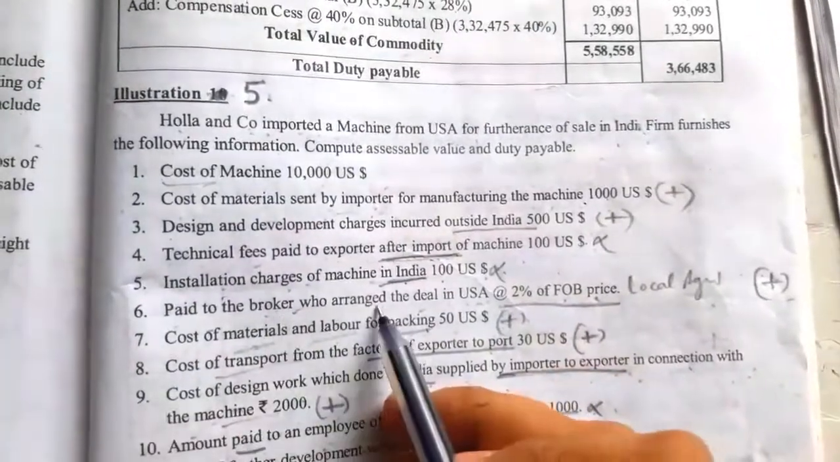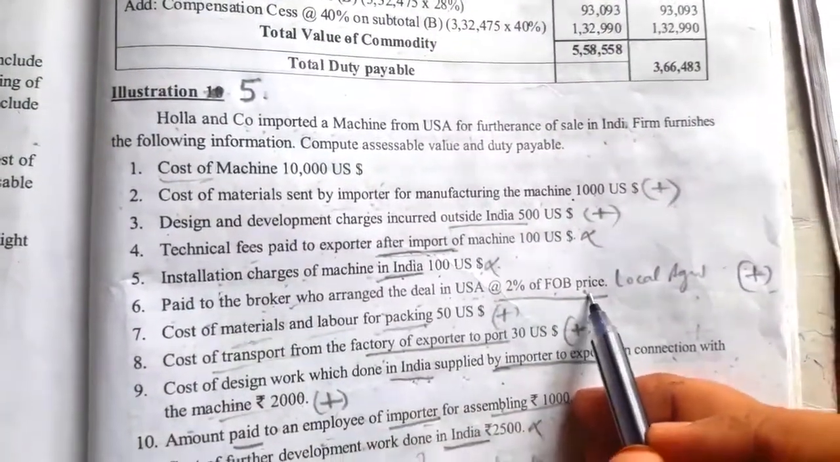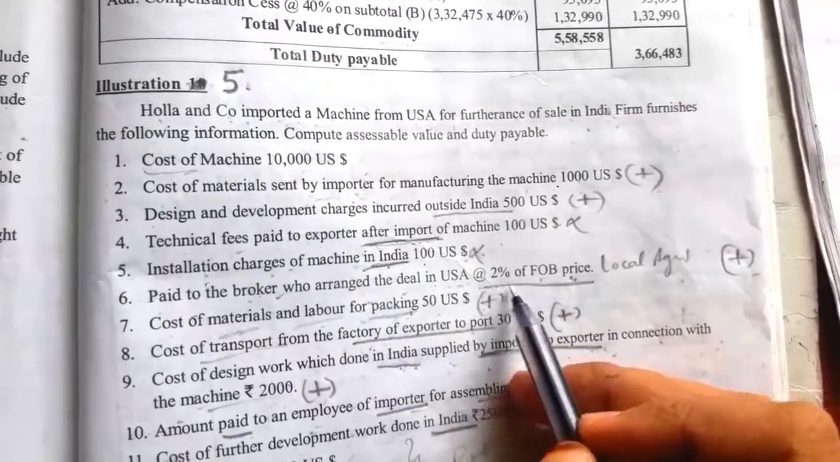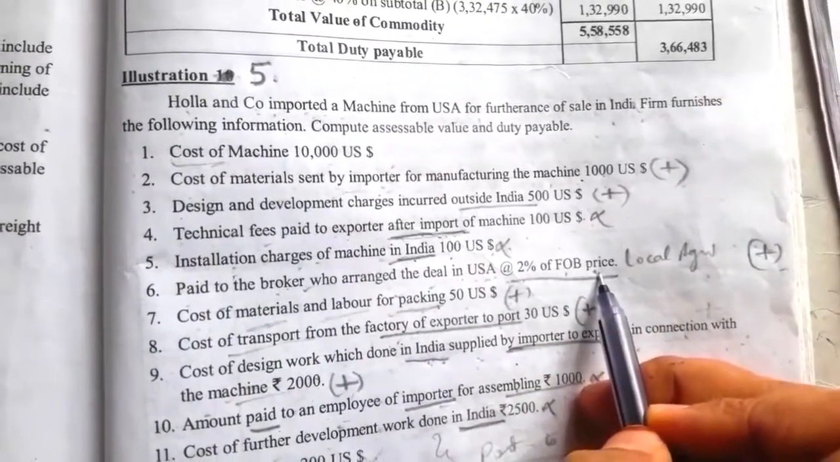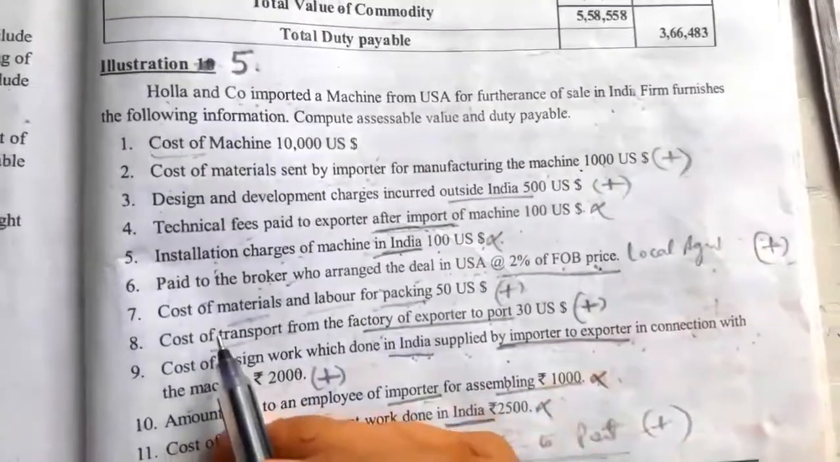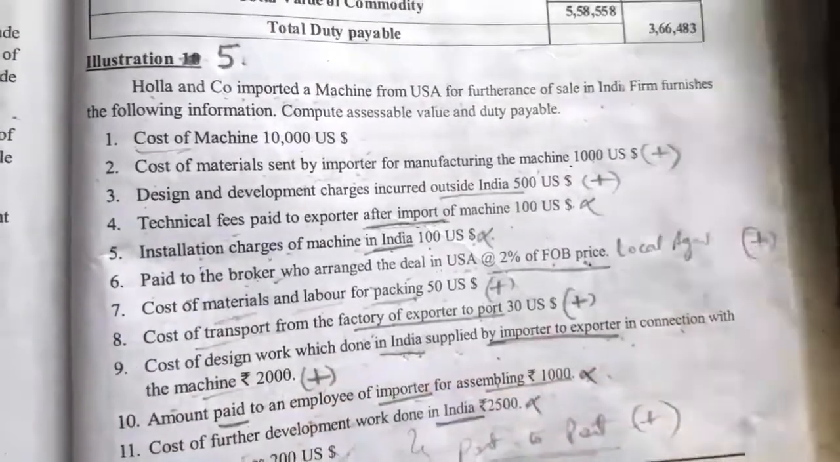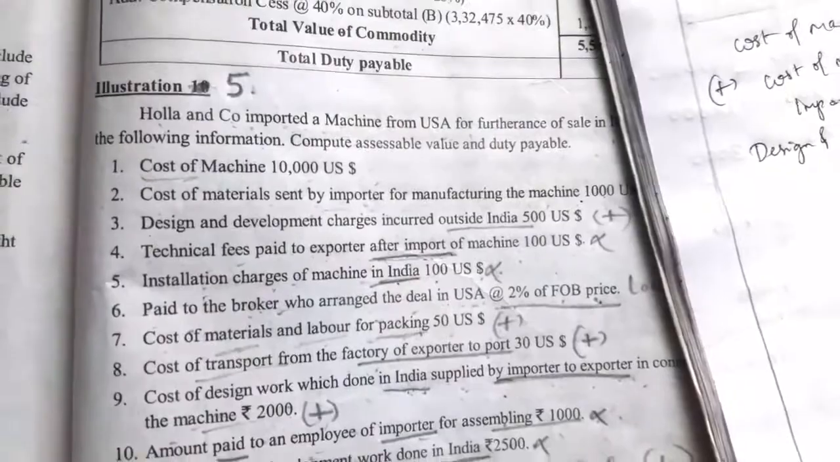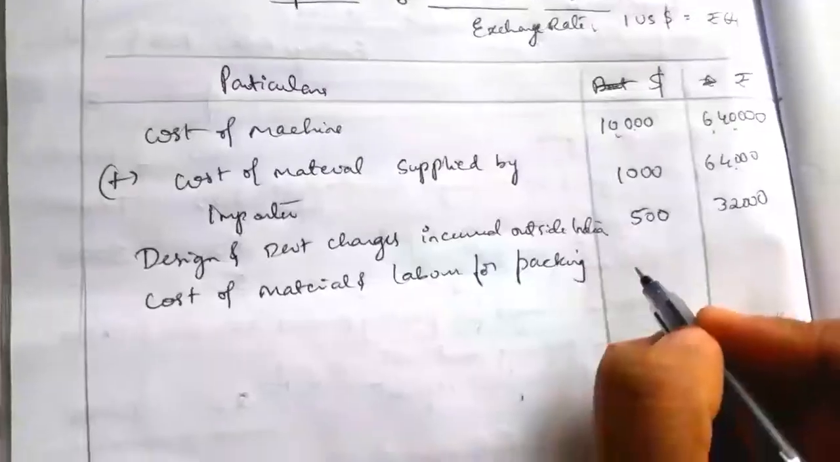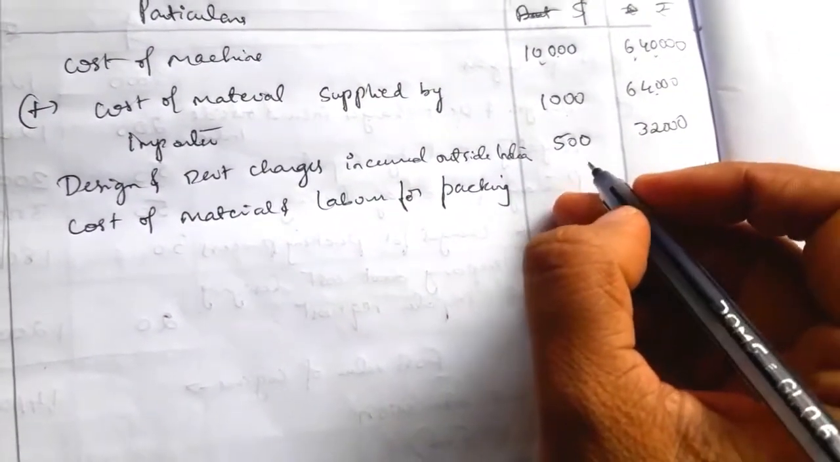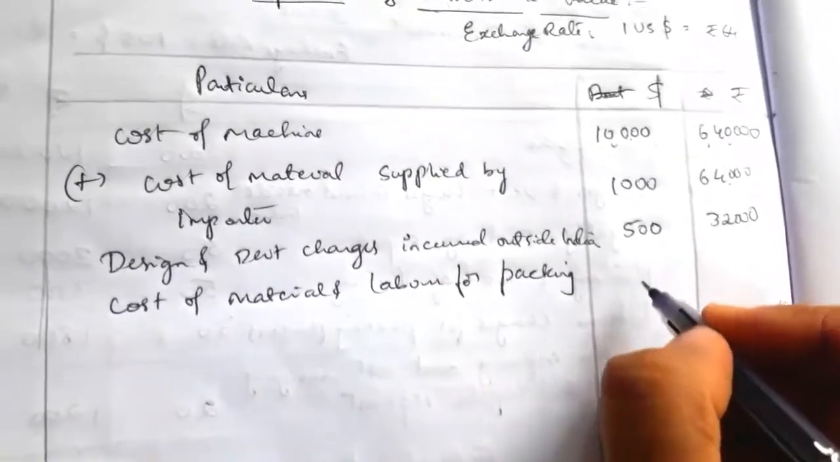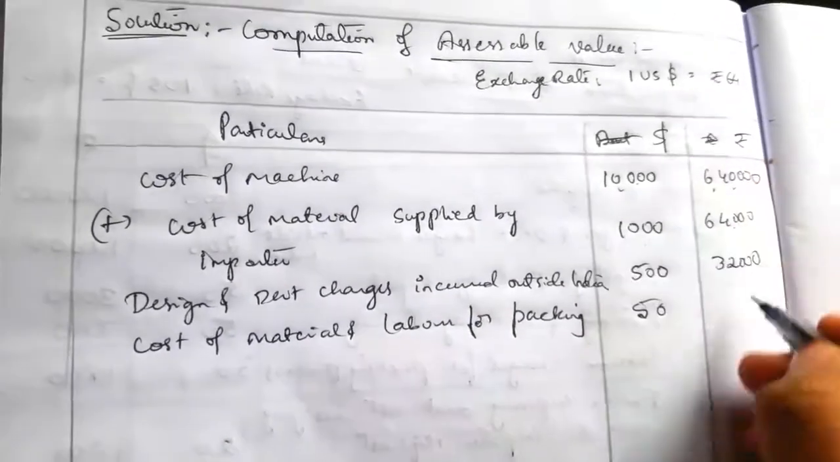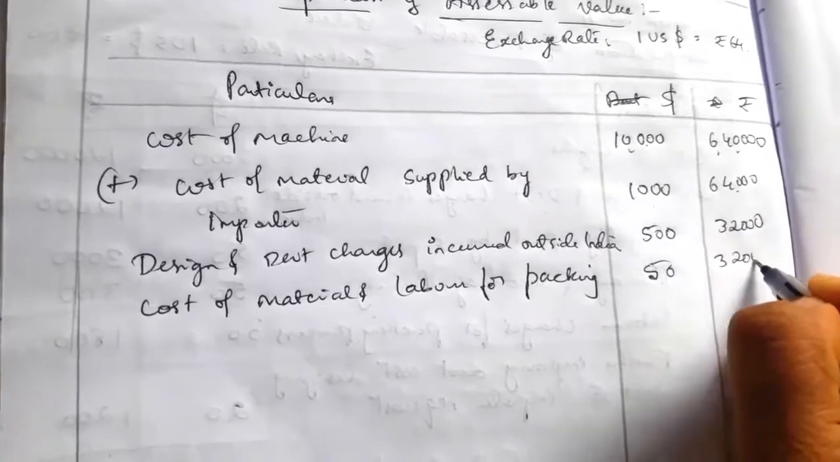Then the amount paid to a broker who arranged the deal in USA, that is a local agent commission. We have to calculate 2% on FOB, meaning after calculating the FOB we have to take it. Then cost of material and labor for packing, we have to add. It is an expense relating to packing. So the cost of material and labor for packing is 50 US dollar. 50 into 64 is equal to 3,200.